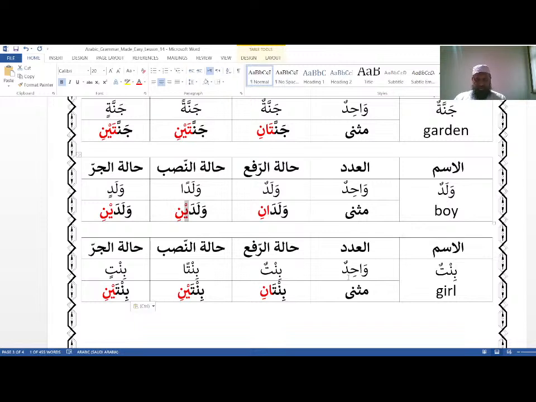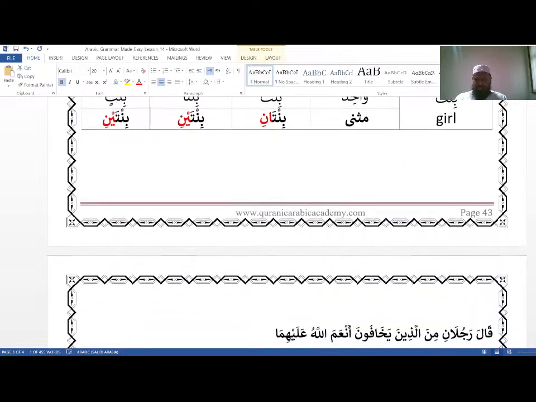Muthanna isms. Those of us who read Quran a lot should be able to recognize these ayats and these words. Muthanna isms.